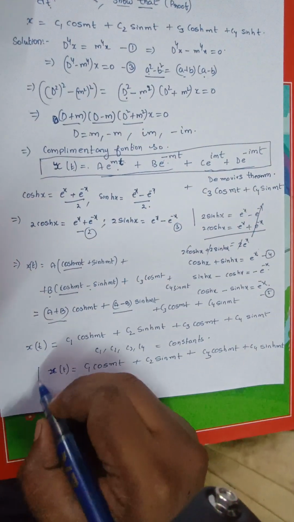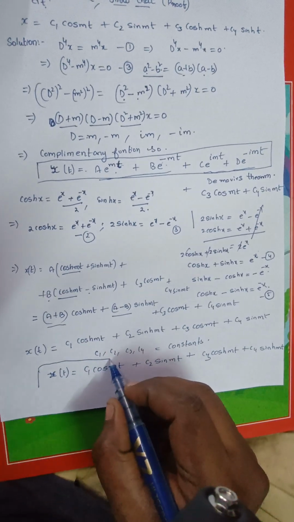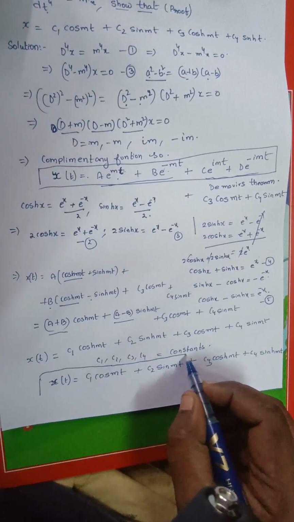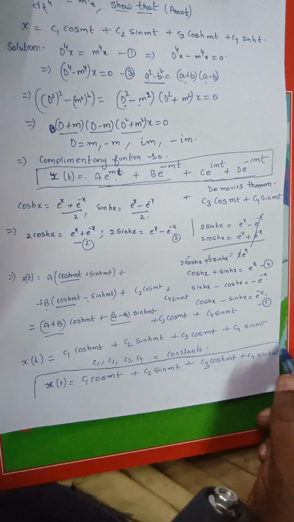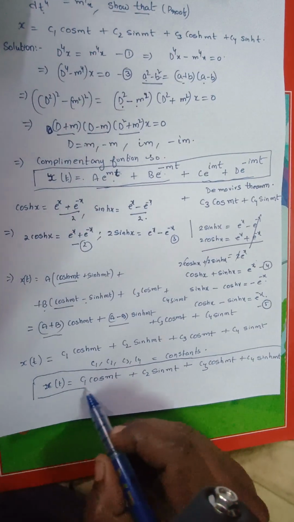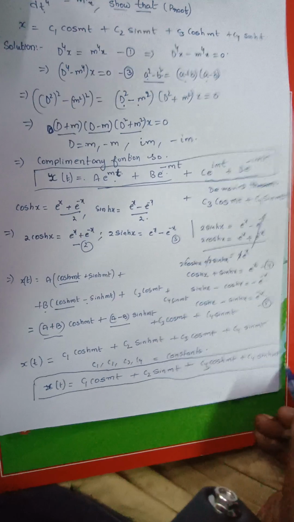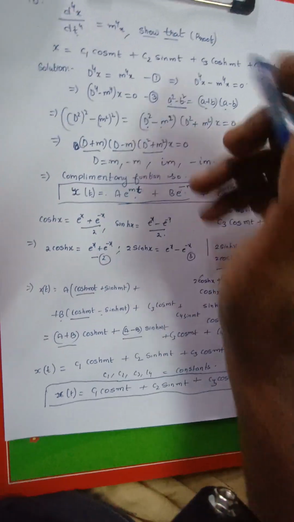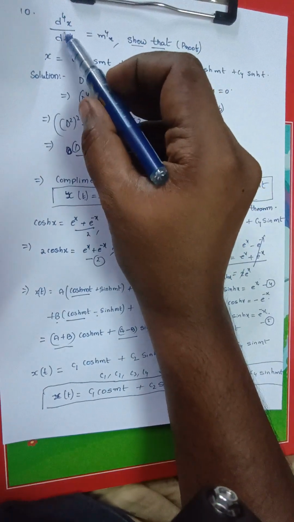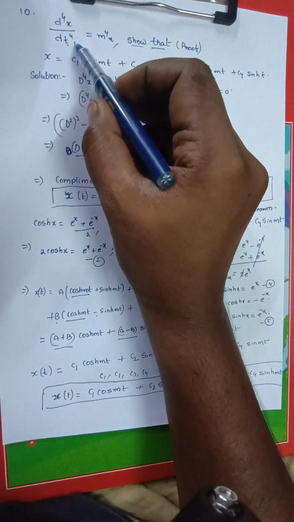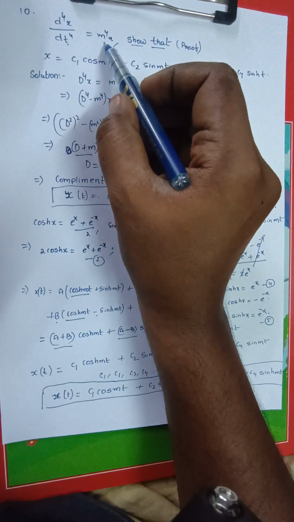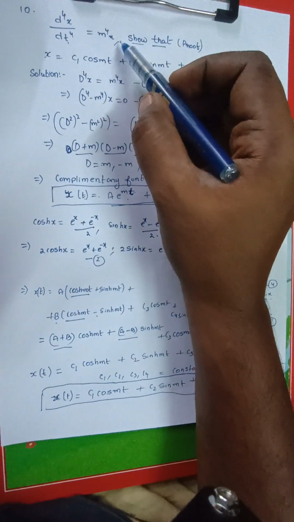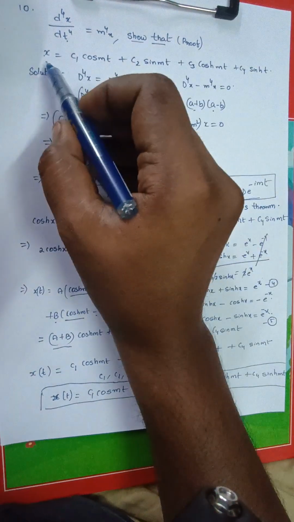So this is our final answer for this particular problem. In the question it is shown that d power 4 of x by dt power 4 is equal to m power 4 of x. We have to prove this.